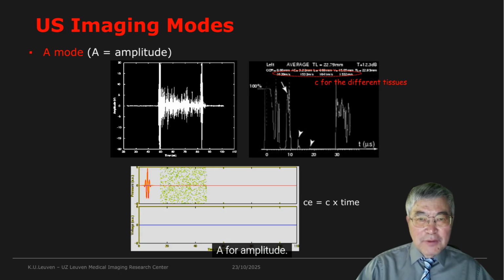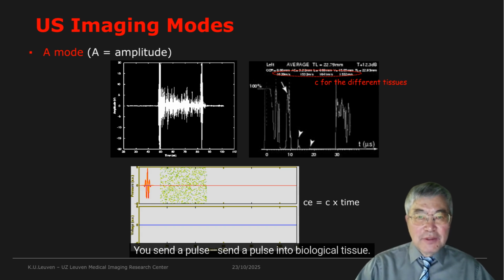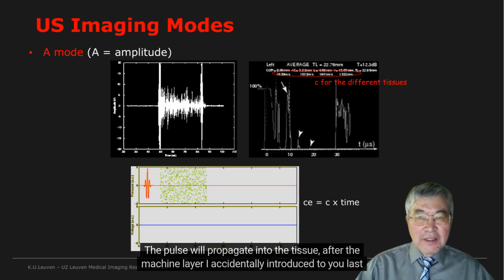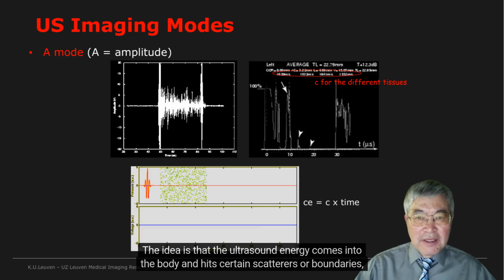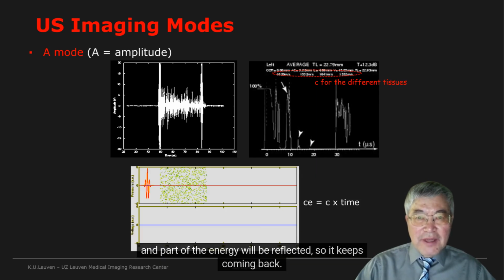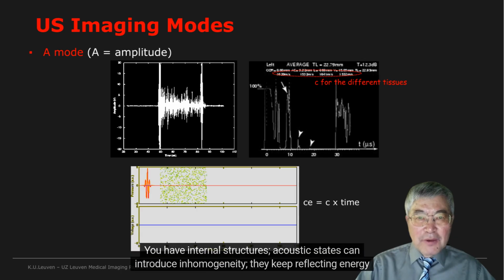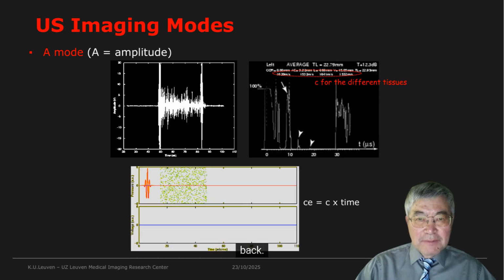A for amplitude. You send a pulse into biological tissue. The pulse will propagate into the tissue after the machine layer I accidentally introduced to you last time. The idea is that the ultrasound energy comes into the body and hits certain scatterers or boundaries, and part of the energy will be reflected, so it keeps coming back. You have internal structures. Acoustic states can introduce inhomogeneity. They keep reflecting energy back.